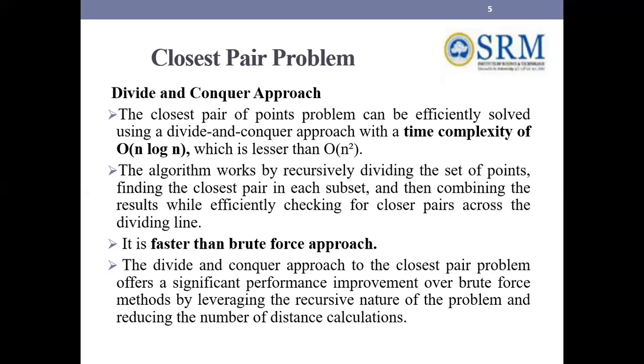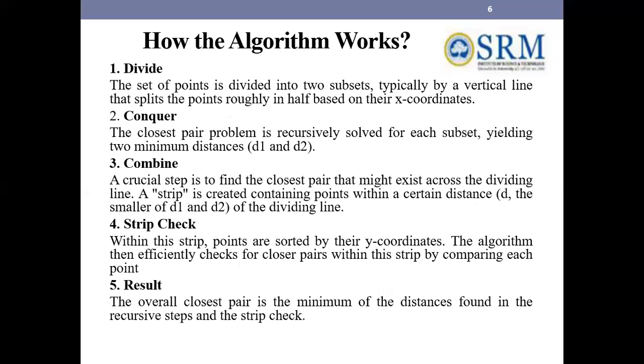Then combine the solutions to get the solution to the original problem. So the divide and conquer approach is executed based on a recursive algorithm. And how does the recursive algorithm work to find the closest pair? First, the divide step. The set of points is divided into two subsets, two halves, left side and right side, by a vertical line. The line splits the points into two areas, left side and right side.